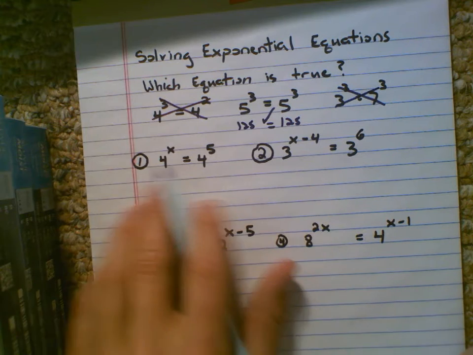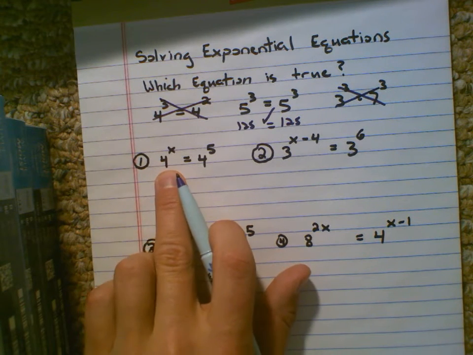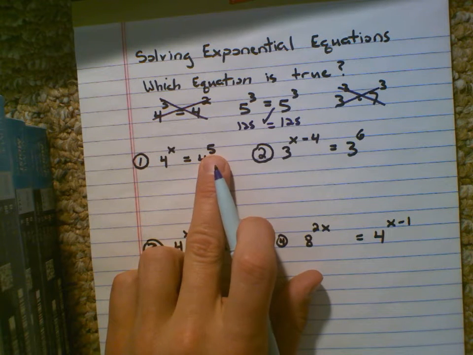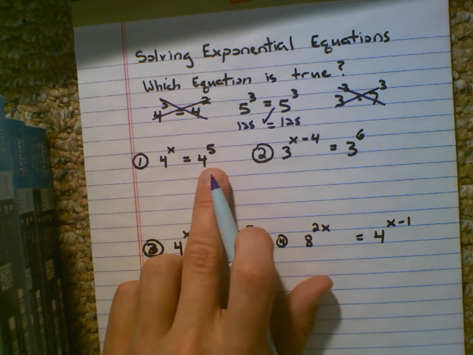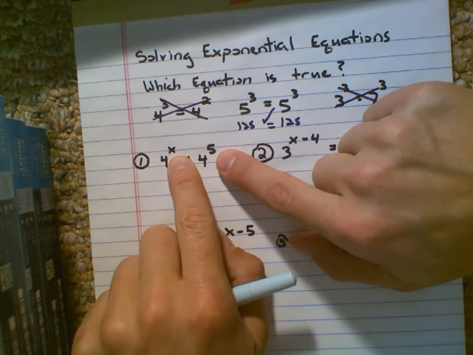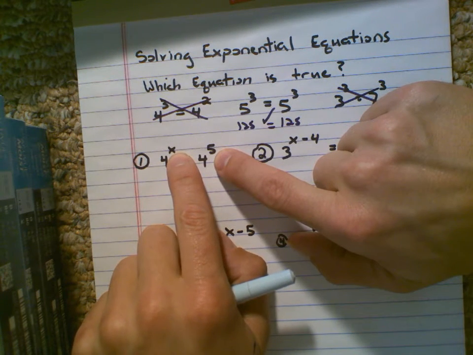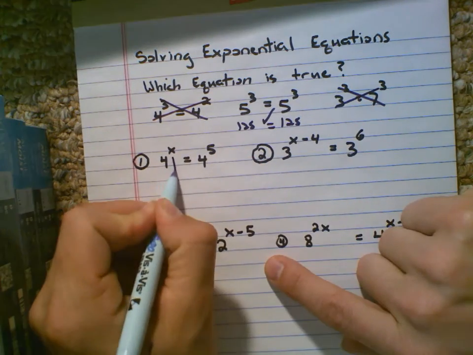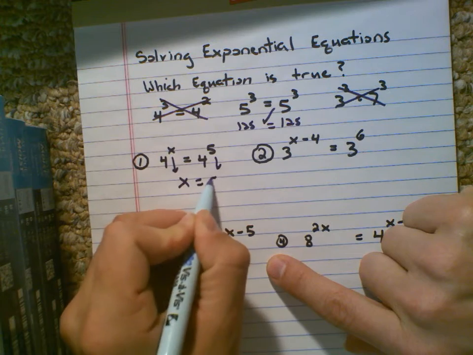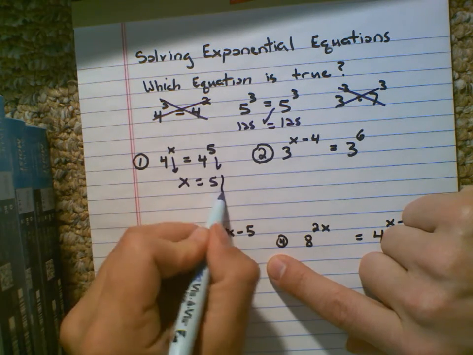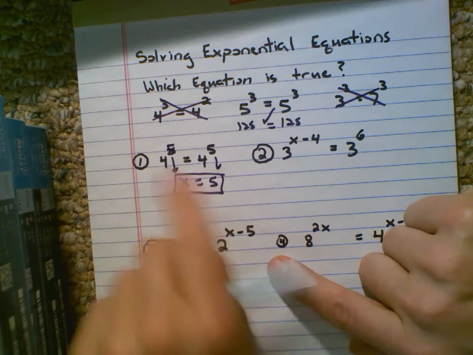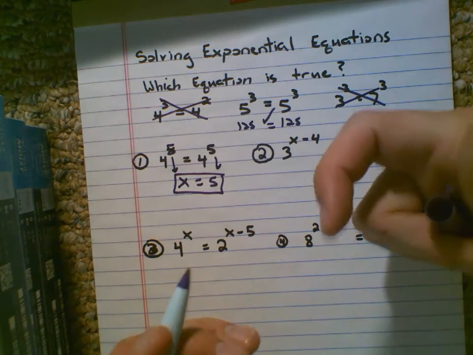So if I look at number 1, notice my bases are the same. I have 4 to the x equals 4 to the fifth. Well, if I want these two expressions to be the same, and I know the bases are the same, what should I know about the exponents? They must also be the same. So I can just drop the exponents down, and I know this exponent, x, must equal the other exponent. So in this case, x must be 5. Okay? Notice if I checked my work, if I plugged in a 5, does 4 to the fifth equal 4 to the fifth? Yeah, so it checks out.